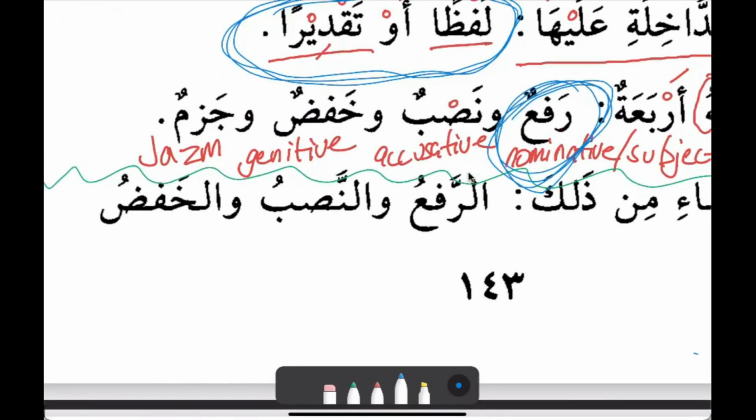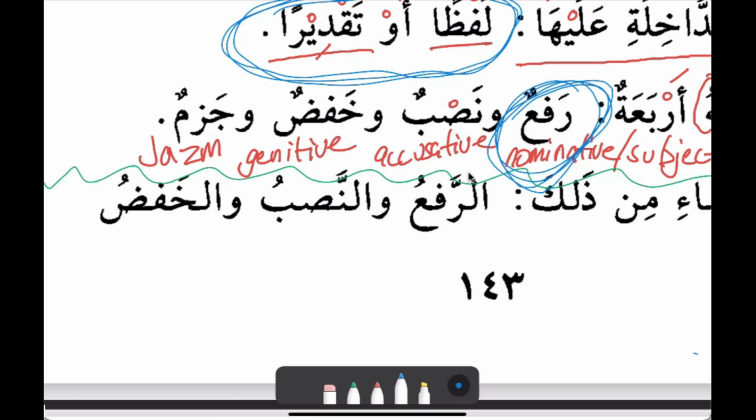Nasb is for the receiver of the verb. Receiver of the verb. That's just so broad though. This can be dissected finely, this receiver of the verb. Khafd or jar is for the object of the preposition or for the second part of the idafa. Object of the preposition or second part of the idafa. There's more, but take that.